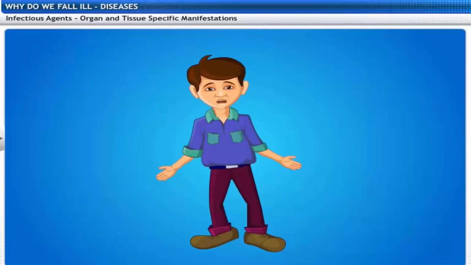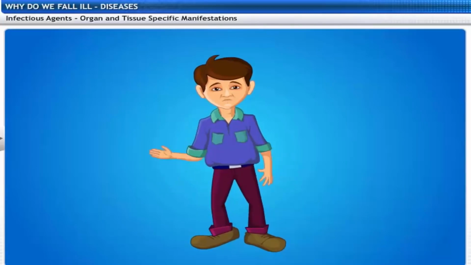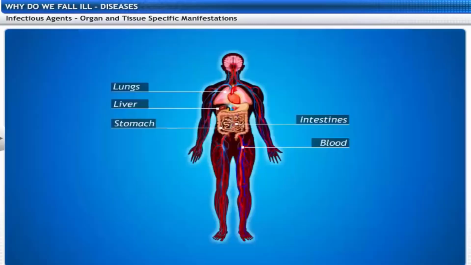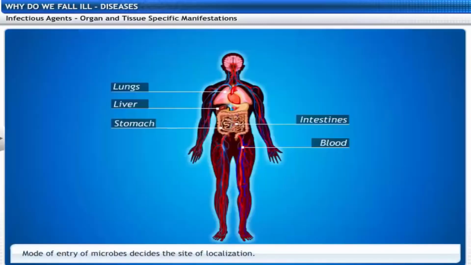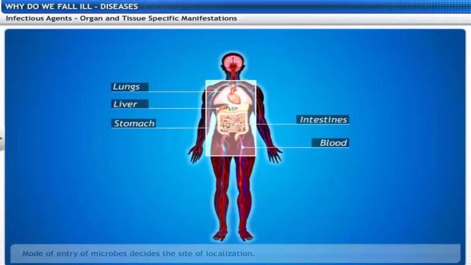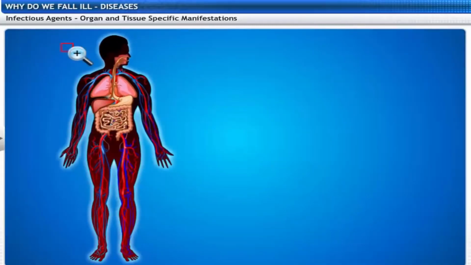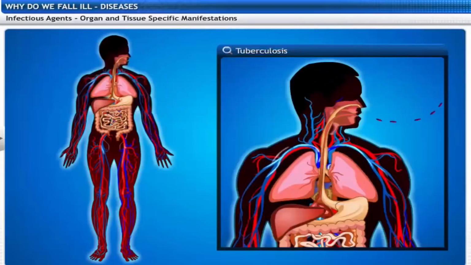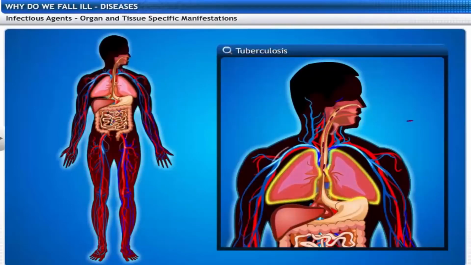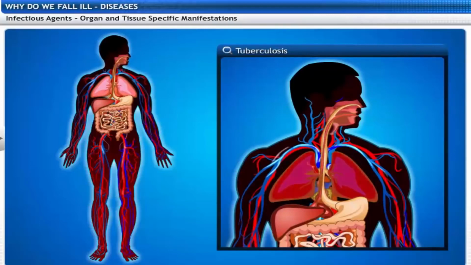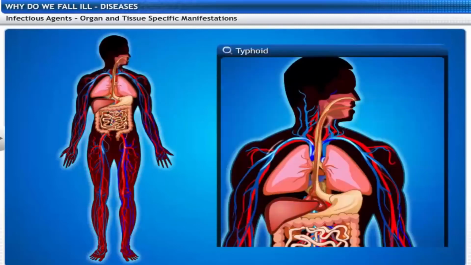Do these infectious agents attack a specific part of the body? Different infectious agents or microbes target different parts of the body. If microbes enter from the air via the nose, they localize in the lungs and cause tuberculosis. If microbes enter through food or water via the mouth, they stain the gut lining and cause typhoid.